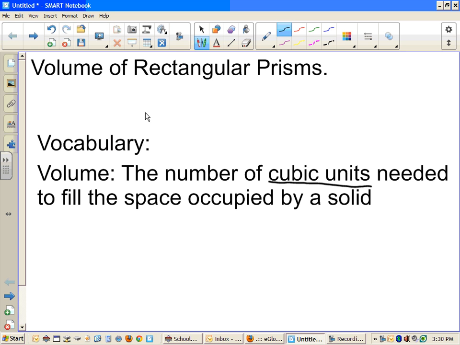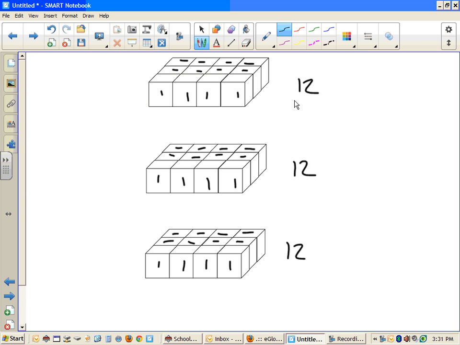So what is the number of cubic units needed? They're needed to fill the space occupied by the solid. And yes, what's on the inside matters. So there are 12 in here, 12 in here, 12 in here: 12, 24, 36. So there are 36 teeny tiny little cubes. Since it's volume, it's got to be to the 3rd power. So cubes to the 3rd power. That's one way of doing it.